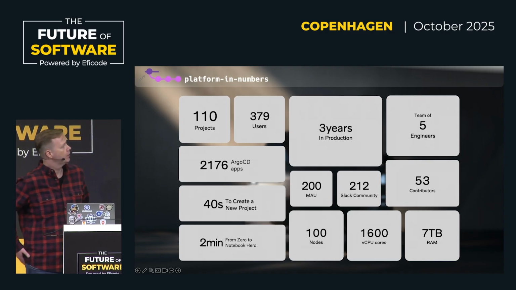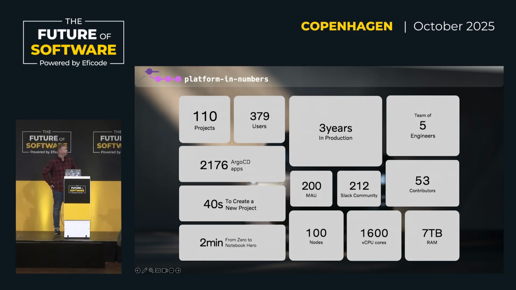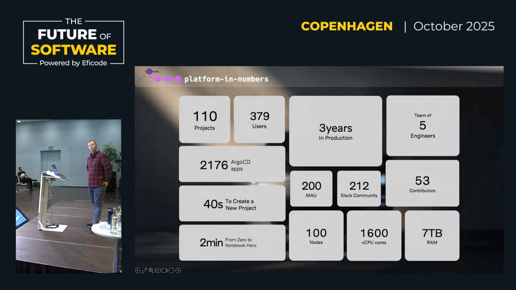So this gives a sort of a hint at the type of scale at which we're working in our company. And the highlights are that we have around 200 monthly active users. We've been running production workloads here for around 3 years, including some time at the very start on a development cluster, which was not ideal. However, the figures that we're most proud of are the ones around the community.